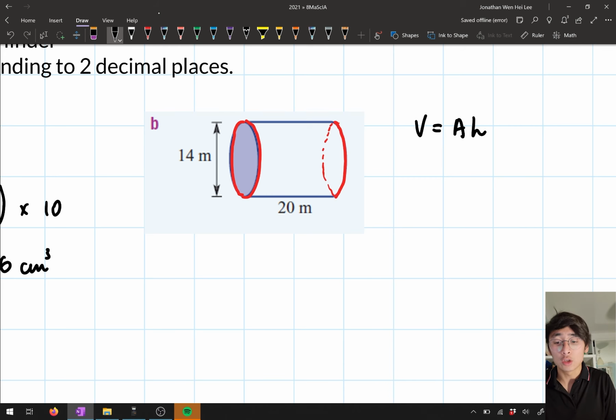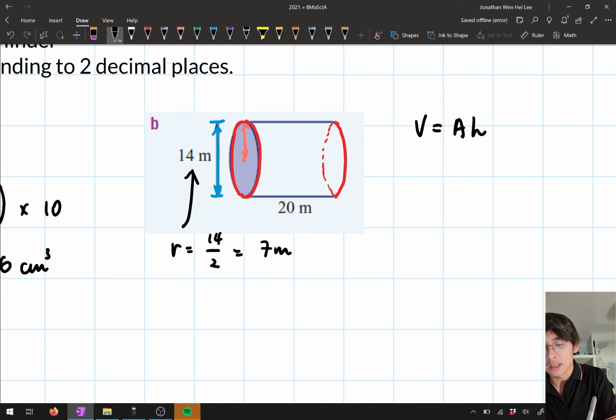Now here, this is where it's a little bit different. We need to get the radius in order to find the area of my circle. If you have a look here, the radius is actually from the center to the edge. They don't tell me a measurement from the center to the edge. Instead, they tell me from edge to edge, it is 14 meters. So what I need to do is halve this 14 meters to find the radius. So the radius is going to be 14 divided by 2, which is just 7 meters. So that tells me that the radius over here is 7 meters.